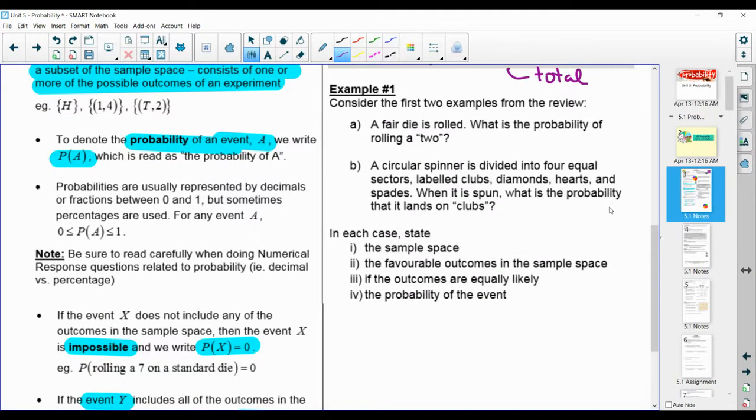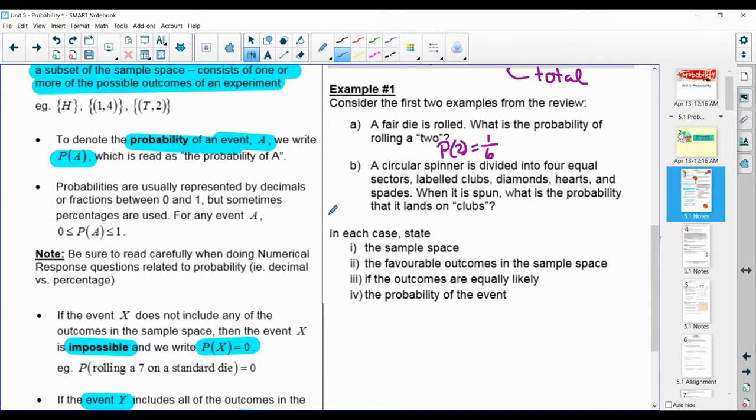So let's consider our first scenario. A fair die is rolled, and we want to know the probability of rolling a 2. Well, we have 6 numbers on the die. The probability of getting a 2 is 1 out of 6. So we would write probability of 2 equals 1 out of 6.